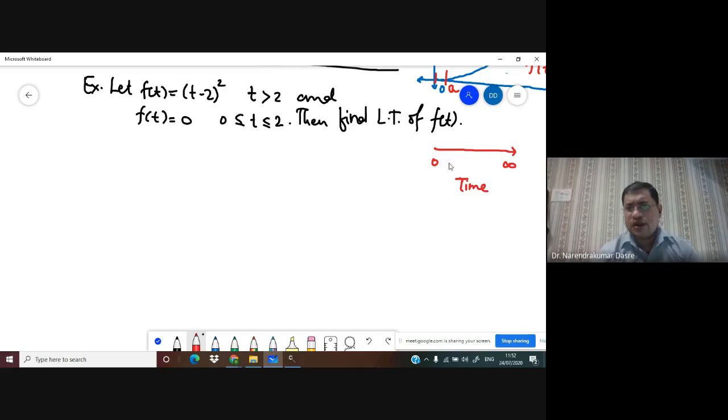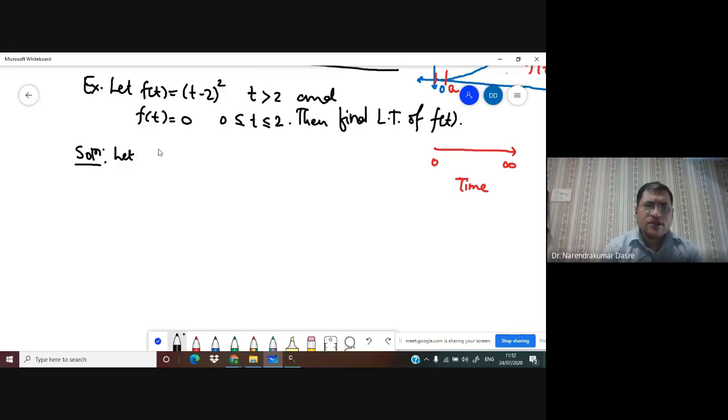Okay, so time will always start with 0 and will go to infinity. Now you can see the example. Here it is given that t greater than 2 and here it is given that 0 less than or equal to t less than or equal to 2. So first you must write this function properly. It should start with 0 and then go to infinity.